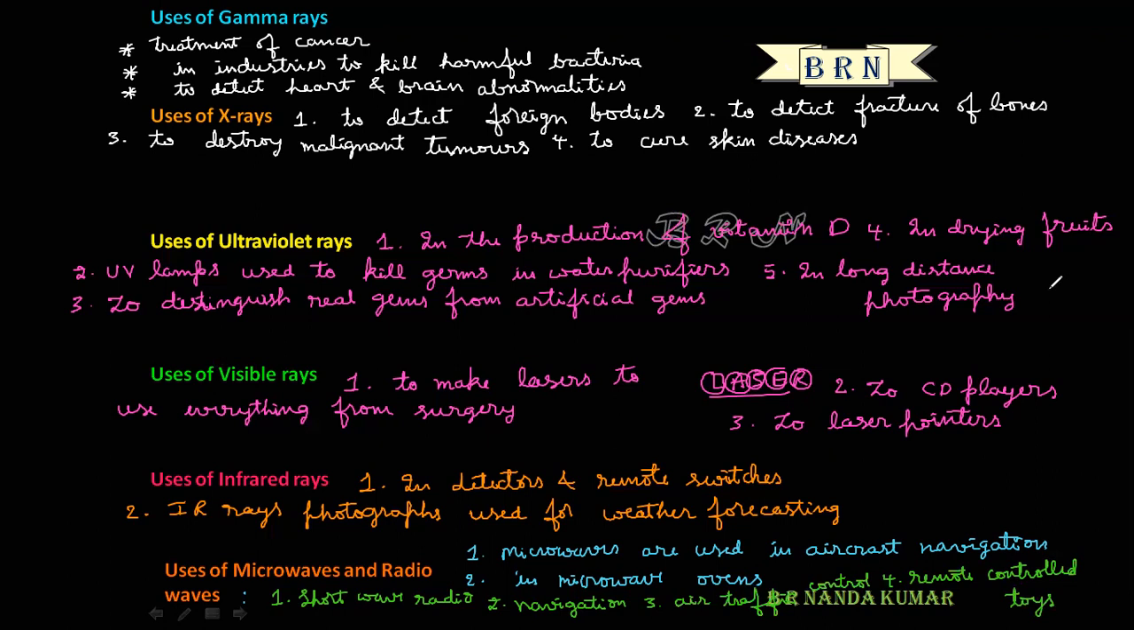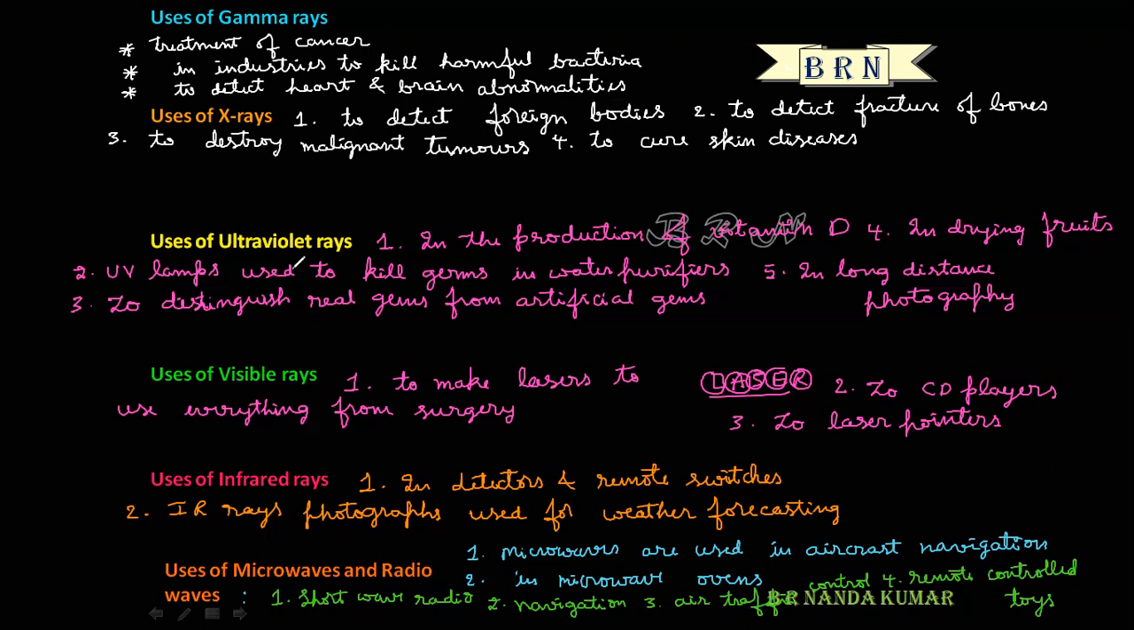Gamma rays are used for the treatment of cancer, in industries to kill harmful bacteria, to detect heart and brain abnormalities, and by engineers to look for cracks in pipes. X-rays are used to detect foreign bodies like a coin or pin inside the human body, to detect fractures of bones, to destroy malignant tumors, to cure skin diseases, and also in the study of crystal structure.